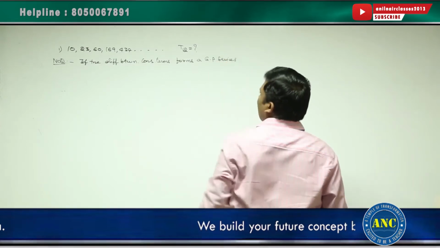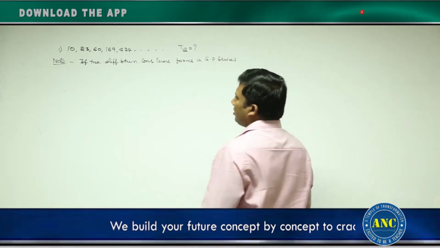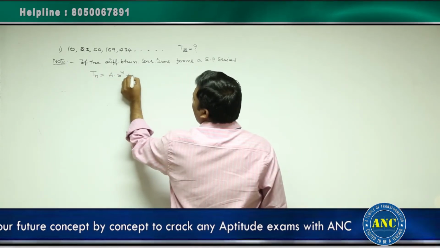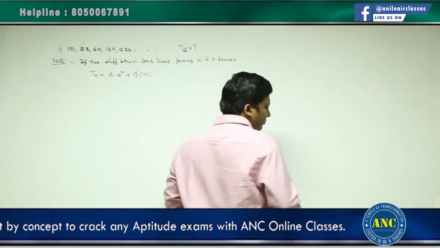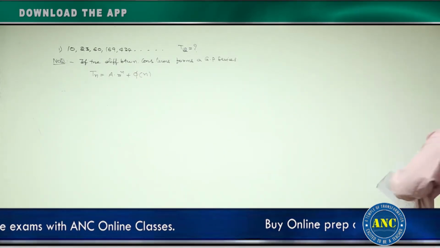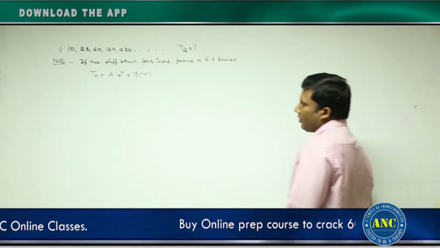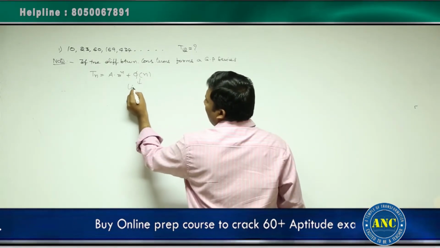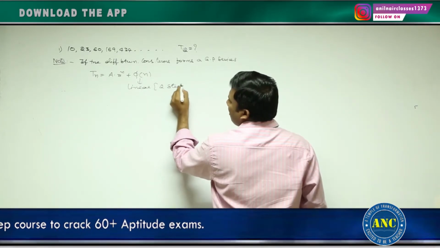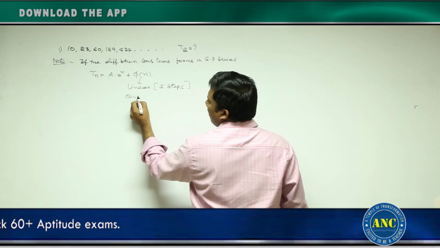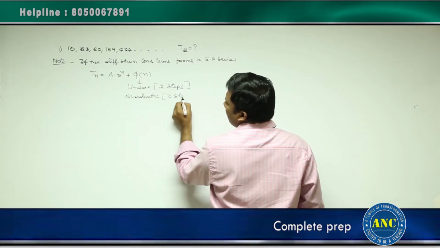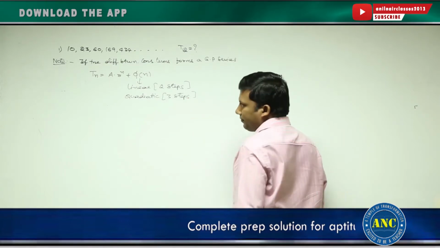If the difference between the consecutive terms forms a GP series, then the nth term is given by a into r power n plus phi of n. Now phi of n is a function. Phi of n will be a linear function if the difference between the terms forms a GP series in 2 steps. This will be a quadratic function if the difference between the terms forms a GP series in 3 steps.